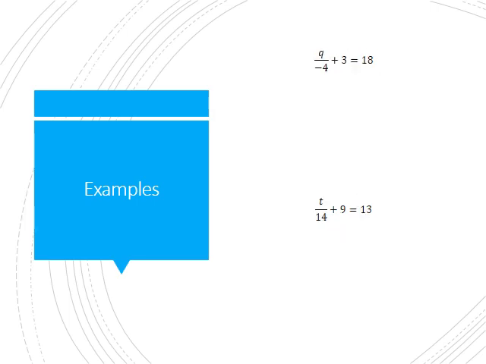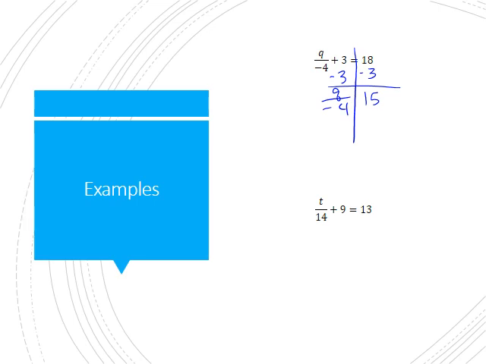So let's take a look at some problems that involve division. Here I have q divided by negative 4 plus 3 equals 18. Well, I start off with a q, I divide by negative 4, and then I add 3. So we have to do everything backwards here. So instead of adding 3, I'm going to subtract 3. 18 minus 3 gives me 15, and on the other side I still have my q divided by negative 4.